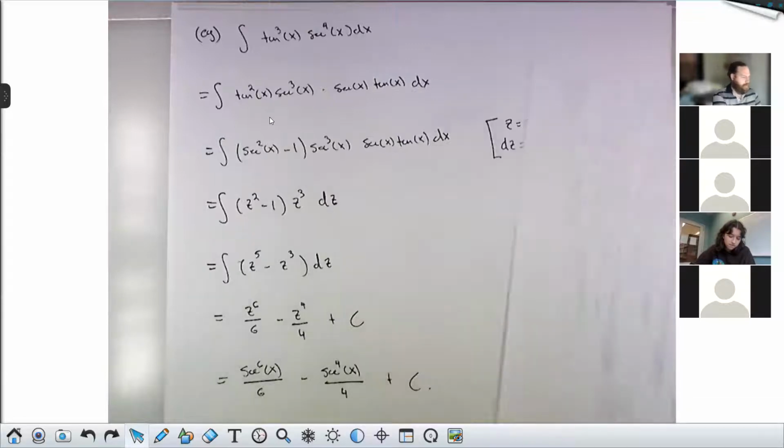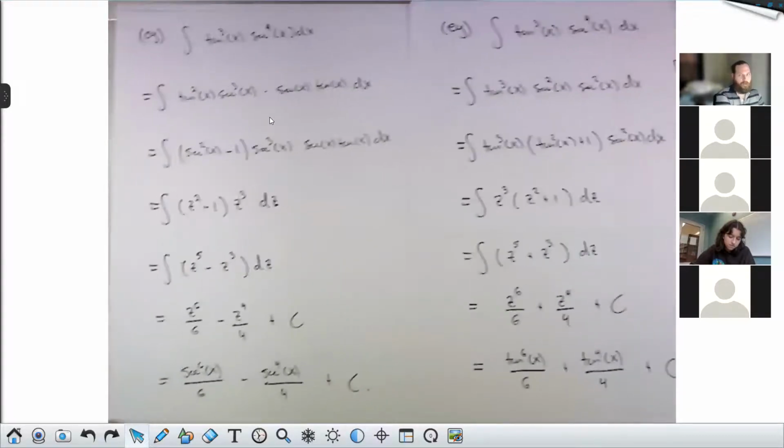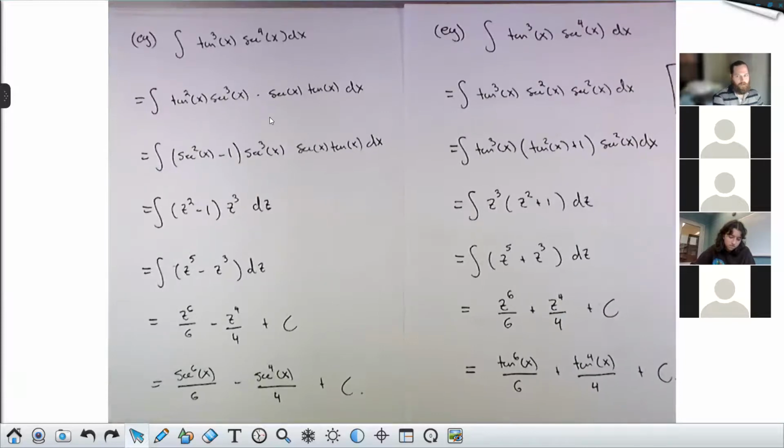This was a pretty common thing, where you're like, the book says this, but I got this. And they're supposed to be the same integral. So did I mess up? Now, there are no mistakes in either of these. But certainly secant to the 6 over 6 minus secant to the 4 over 4 looks different than tan to the 6 over 6 plus tan to the 4 over 4.